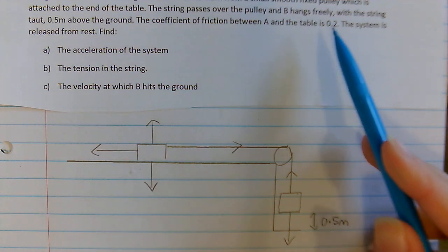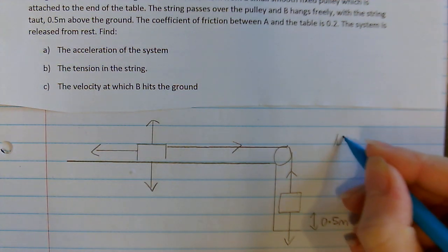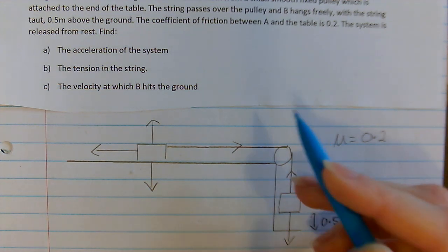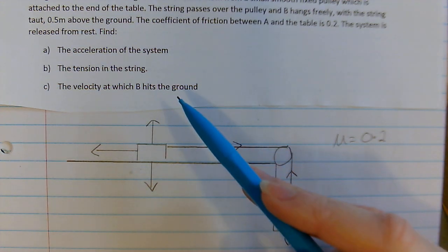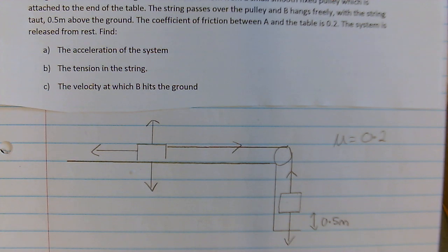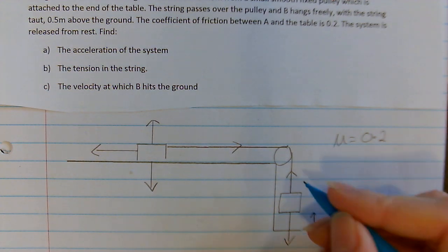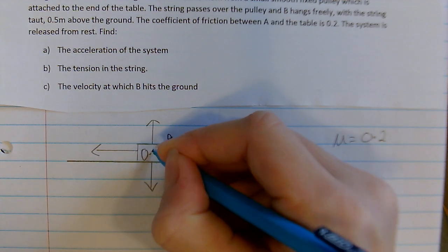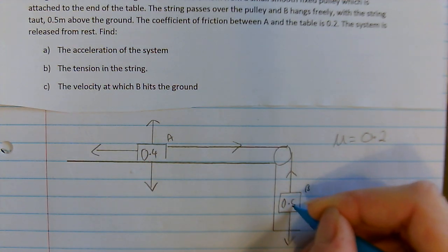The coefficient of friction is 0.2. The system is released from rest. Find A, the acceleration, B, the tension, C, the velocity when B hits the ground. Okay, remember this is B, this is A. So A has got a mass of 0.4, B a mass of 0.8.